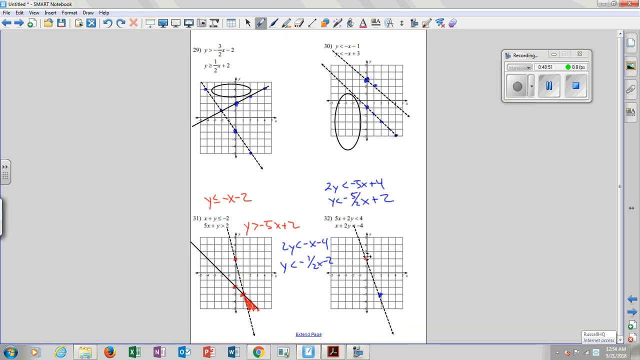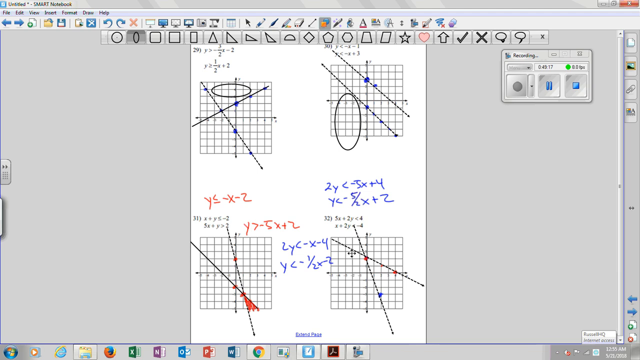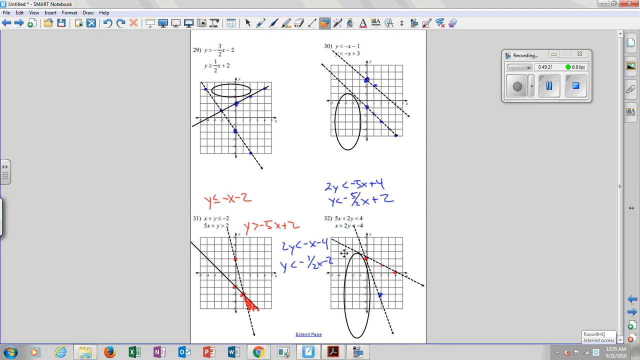Second equation also starts at 2. So you go down 1 and right 2. It's going to be a dotted line because there's no equal sign. And again, you're shading everything below it. So if it's everything that's below both lines, it would be this area over here. Like that.